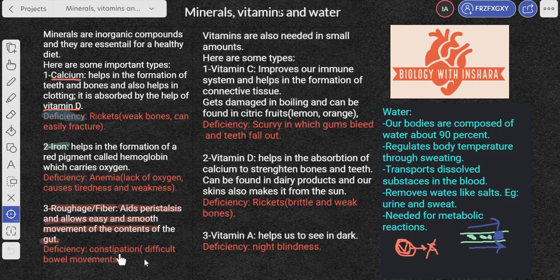Deficiency. Constipation. Basically, constipation means difficult bowel movements, when you experience difficulty in egesting your waste. And to prevent this, you should have a lot of fiber in your diet. Drink plenty of water to make sure your stool is not hard. Okay, and besides drinking plenty of water, just try to have a good diet with lots of fruits and vegetables.